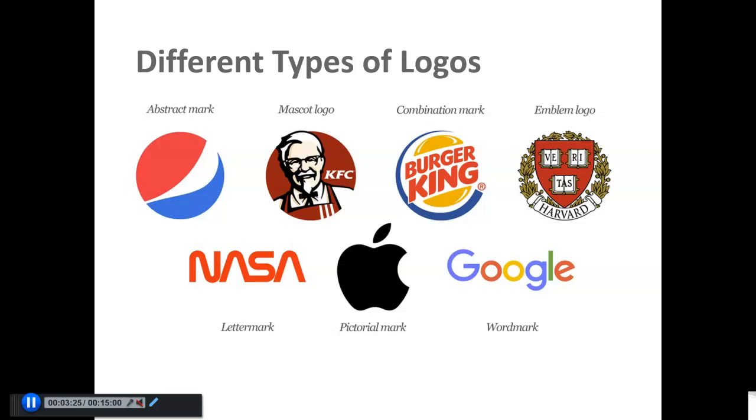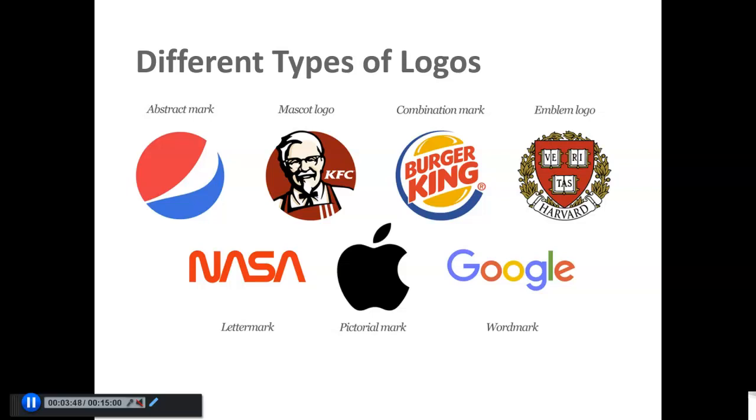Now, you also have letter marks. Letter marks are very interesting. They're acronyms that are built out as the logo, much like NASA, the National Aeronautics and Space Administration. That is the actual name of the organization, but they turn it into an acronym and build the logo from it, and that's a letter mark.